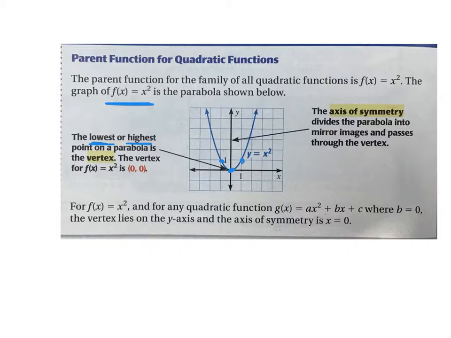It has the axis of symmetry. We don't always draw that, but there's an axis that goes right down the center to the vertex of every parabola because the parabola is symmetric across that line. Let's see what else it says here. For f of x equals x squared and any other quadratic function where b is 0, the vertex lies on the y-axis. Yeah, so the parent function does.